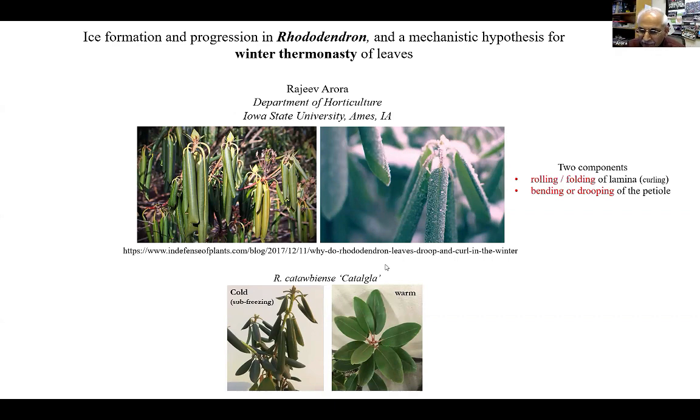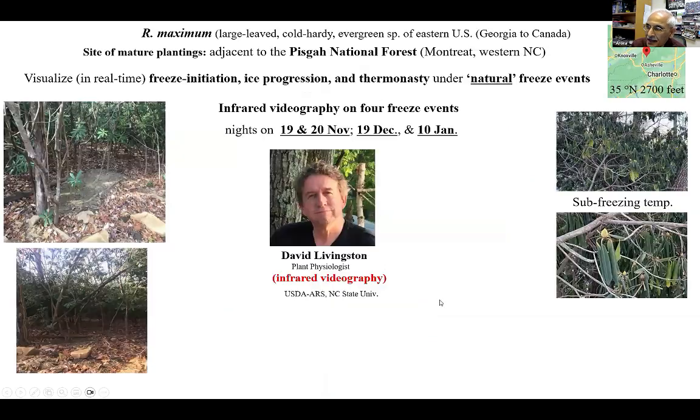I find this phenomenon quite fascinating, and since it is associated with the overwintering phase of these plants, which is what I am interested in, learning about the physiology of cold hardiness, I wanted to learn more about this phenomenon, especially in the context of actual freezing in the tissue. What's the relationship thermonasty has with the actual freezing process? That's the idea of this presentation.